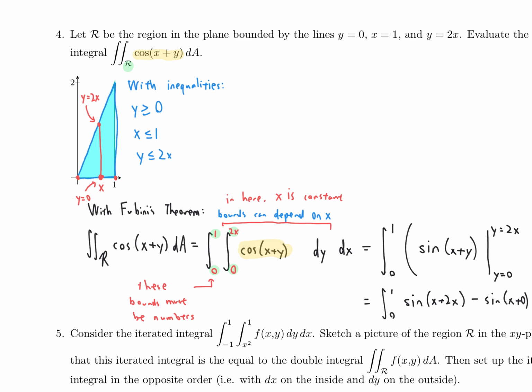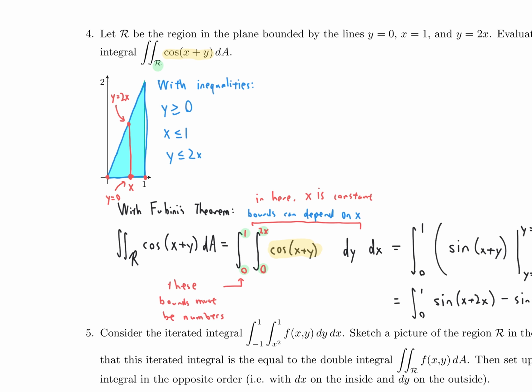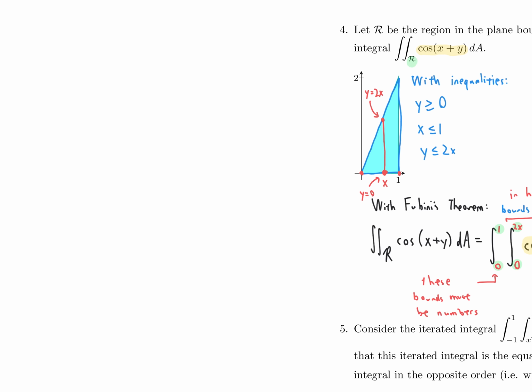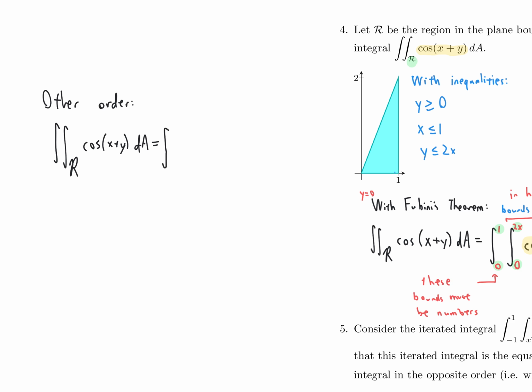Now, back to the original problem, we made a choice here to integrate with respect to y on the inside and then x on the outside, but we could have made the opposite choice. We could have decided to integrate with respect to x on the inside and then y on the outside, and I'll go ahead and show at least the setup of how that would work here. So setting up Fubini's theorem once again, the double integral of cosine of x plus y dA ought to be equal to a double integral. This time again I'll be putting y on the outside and x on the inside.